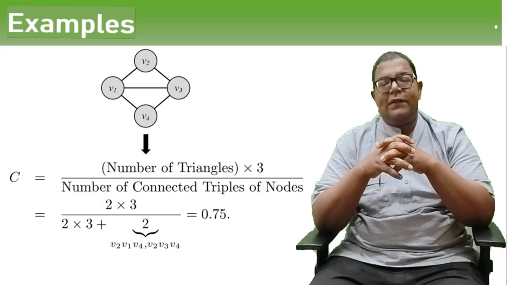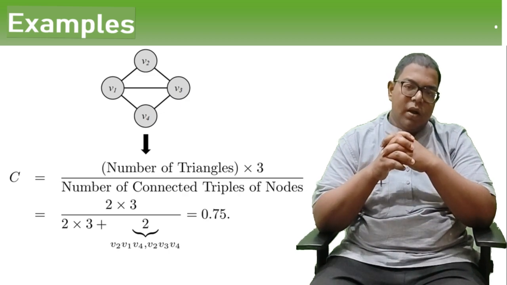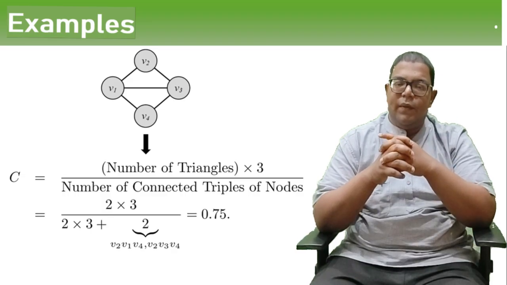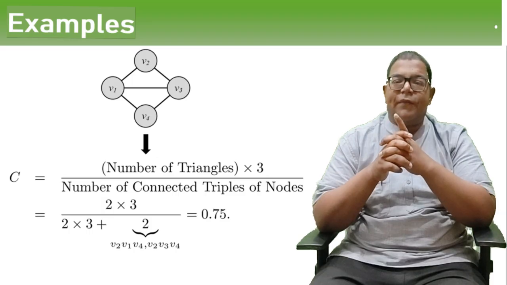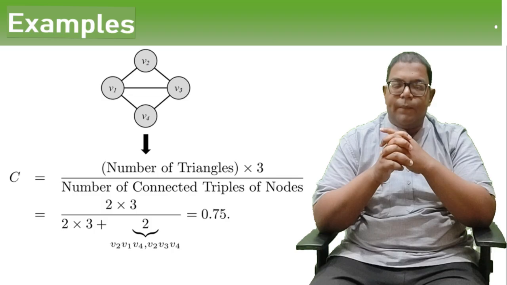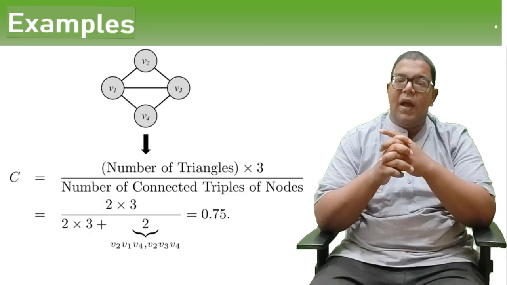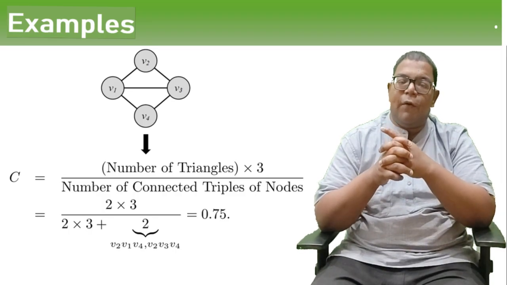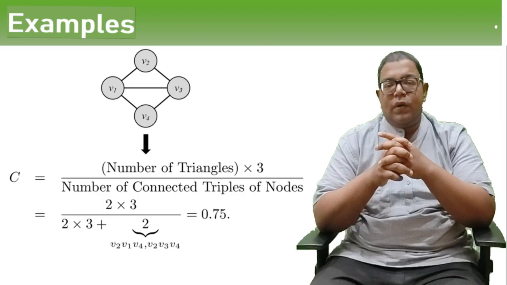So let us look at an example here to find the global clustering coefficient. We have a graph with four nodes, V1, V2, V3, V4. So what does the formula say? C is equal to the number of triangles into 3 divided by the number of connected triples of nodes. So the number of triangles that you can see here in this graph is two. The first triangle is V1, V2, V3 and the second triangle is V1, V3, V4. So we have two triangles into three. Fair enough. Let us look at the denominator.